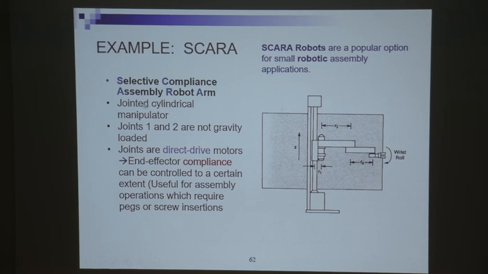If you look at this configuration itself, this is the same as your cylindrical manipulator. You talk about the cylindrical coordinate system. So this is essentially the same as your cylindrical manipulator, cylindrical coordinate systems. The joints are direct drive motors. The starting of the direct drive motor is essentially a milestone in industrial robotics.